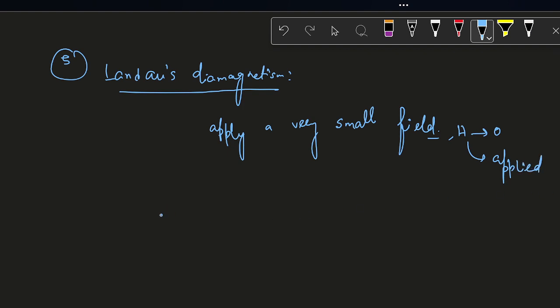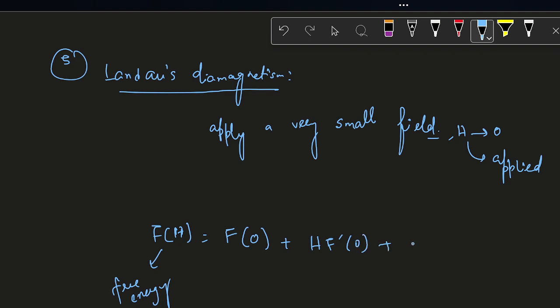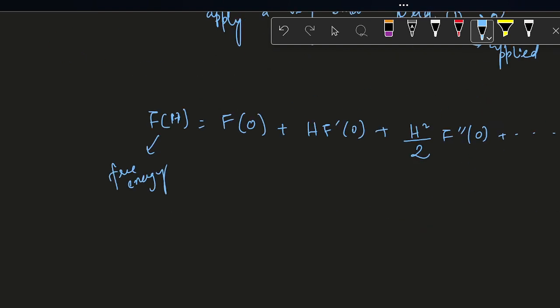And then how can you represent your free energy, how can you expand it? So your F as a function of H, this is your free energy of the system. This is written as F0 plus, this is like a Taylor series expansion we are doing about H equal to 0. That's H squared by 2 F double prime at 0, and the higher order terms are neglected because obviously this is a very small field, H tending to 0. So all the higher order terms will have negligible contribution.